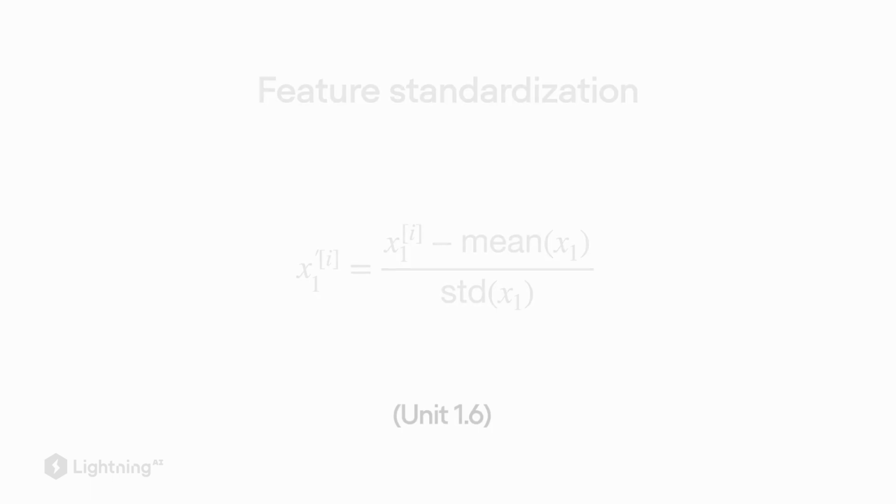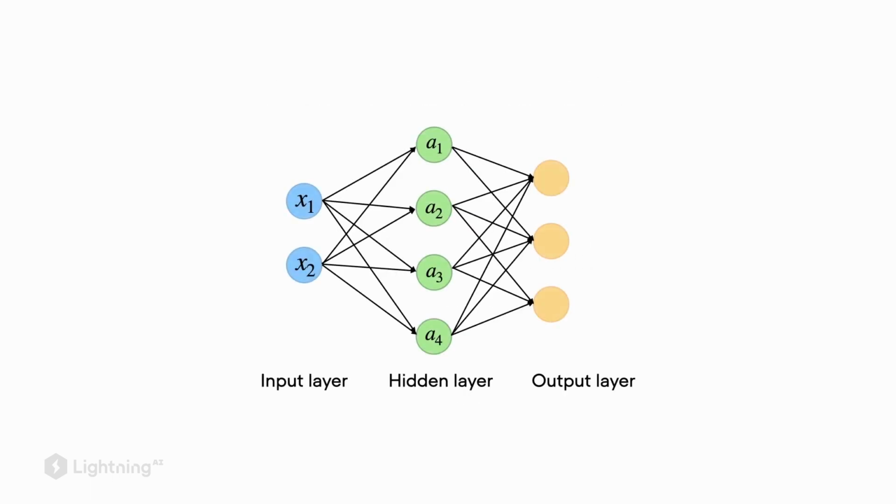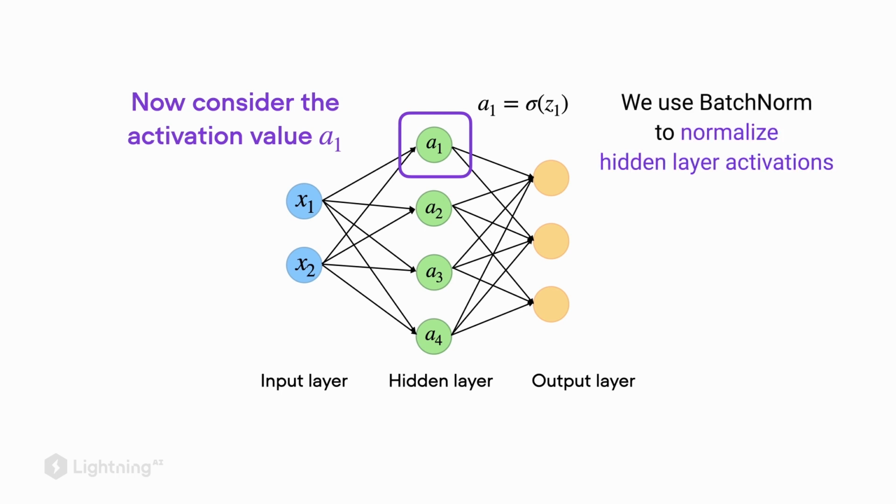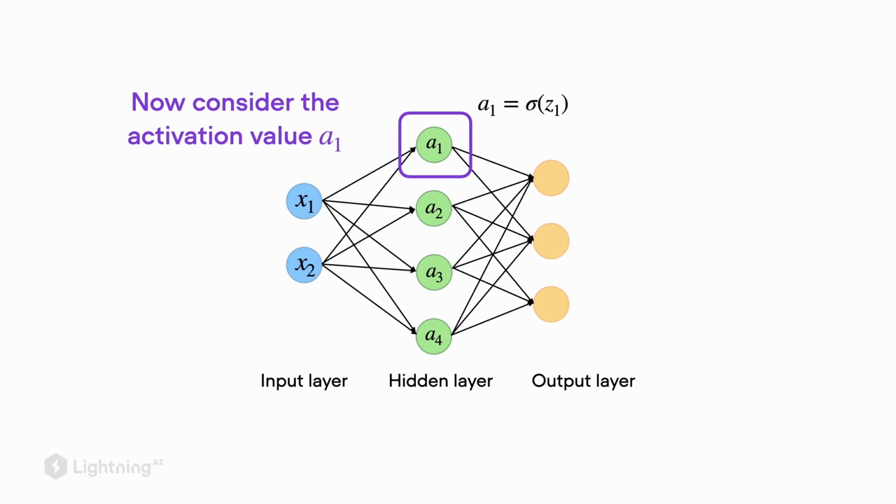Let's now talk about the first activation value in the hidden layer. The activation is computed by applying a nonlinear activation function to the net input. We can use batch norm to normalize or standardize these hidden layer activations. So how does it work? When we standardize the features, what we did is we standardize the features before they go into the neural network. In a similar way, in batch normalization, we standardize the net inputs before they become the activation. So again, the activation is computed by applying a nonlinear activation function to the net inputs.